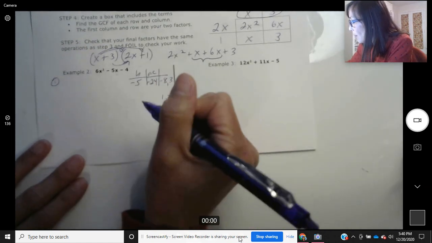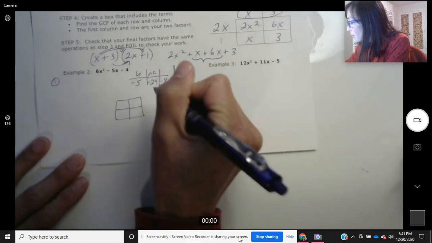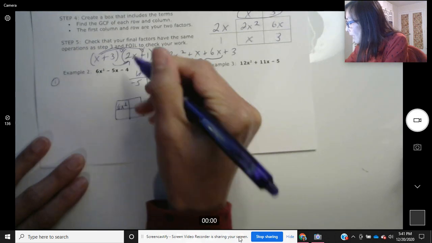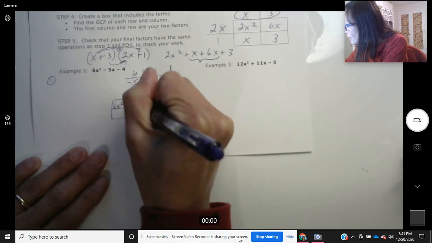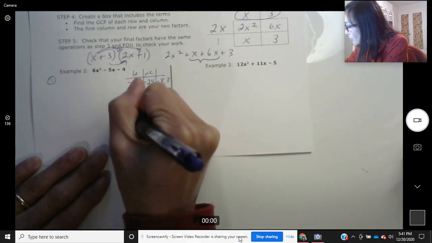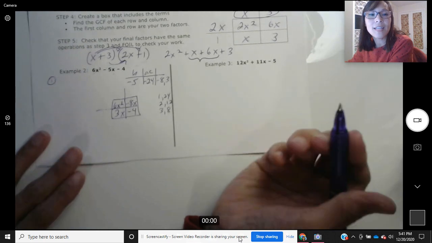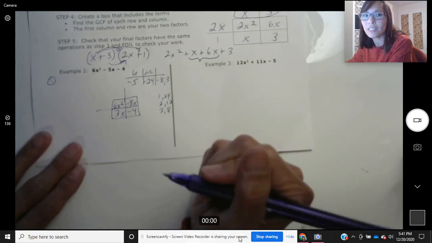The second step I want to take is to create my box, and inside the box I'm going to put the first term, 6x squared, the last term, -4, and then I'm going to put my -8x and 3x right there. I'm going to extend this box out so that now I can come up with my greatest common factors of each row and each column.